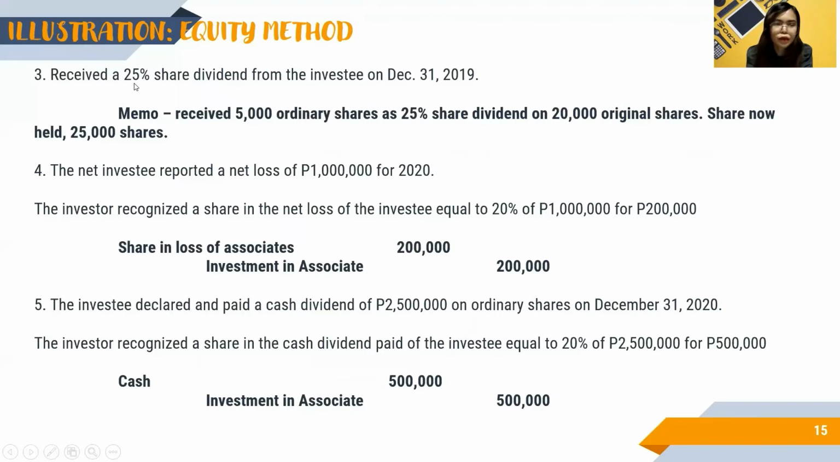Number 3, receive a 20% share dividend from the investee on December 31, 2019. So, naka-receive daw tayo ng 25% na share dividend. So, hindi cash dividend ang na-receive natin. So, sabi dito, memo entry siya. So, ang memo entry natin dito is receive 5,000 ordinary shares as 25% share dividends on 20,000 original shares. Share now held 25,000 shares.